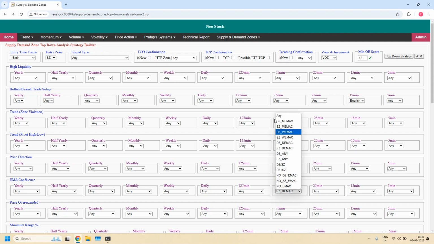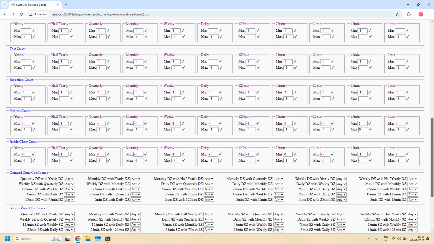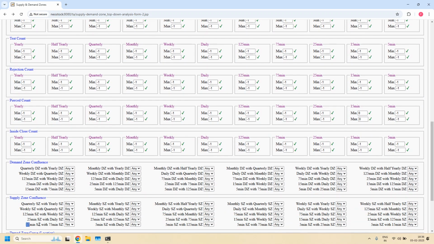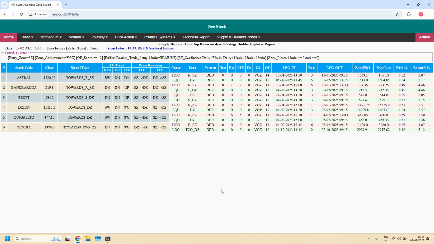So I am removing this ITF EMA filter. In the supply zone confluence, we should set 3 filters. The first filter is already enabled, that is 15 minutes with 75 minutes zone confluence. The next filter is 15 minute supply zone with daily supply zone confluence. The third filter is 75 minute supply zone with daily supply zone confluence. With all the 3 filters enabled, we got 6 stocks.